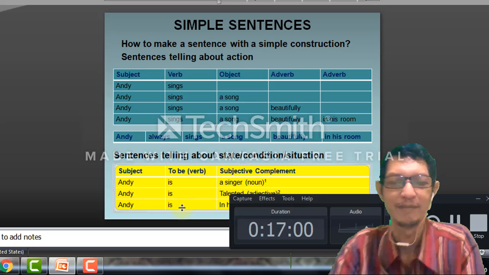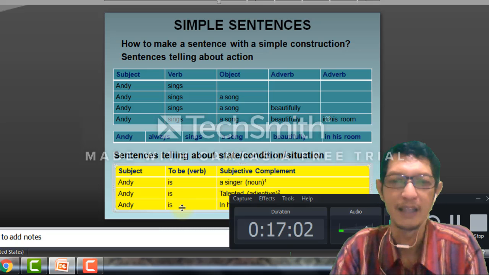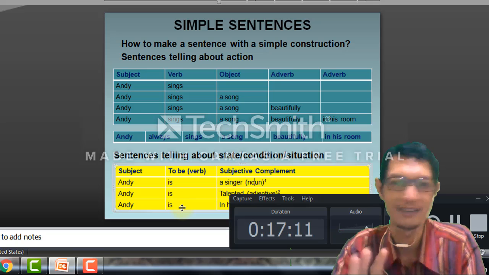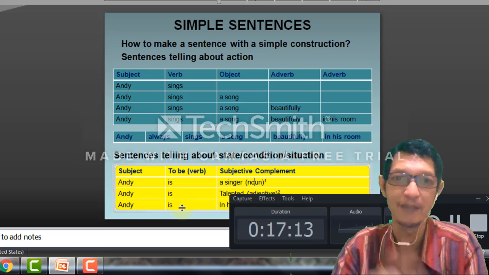Like I said, I have shown you strong evidence that constructing an English sentence is not that difficult. Make your life simple.